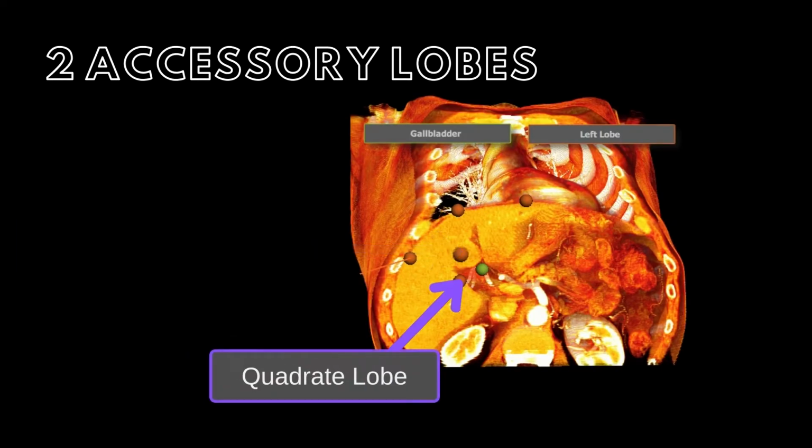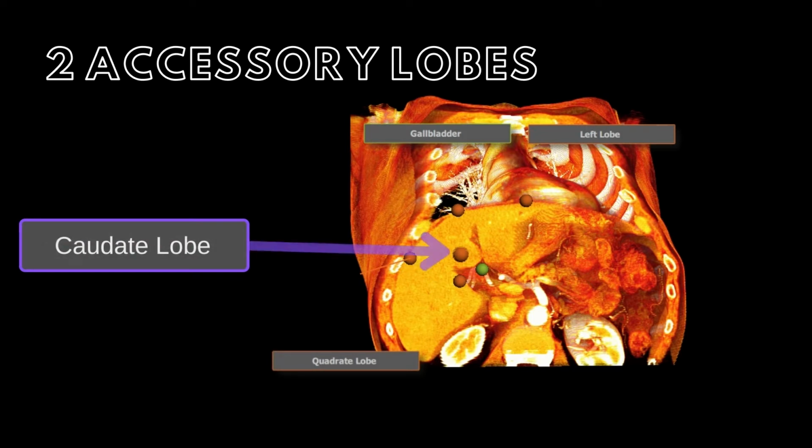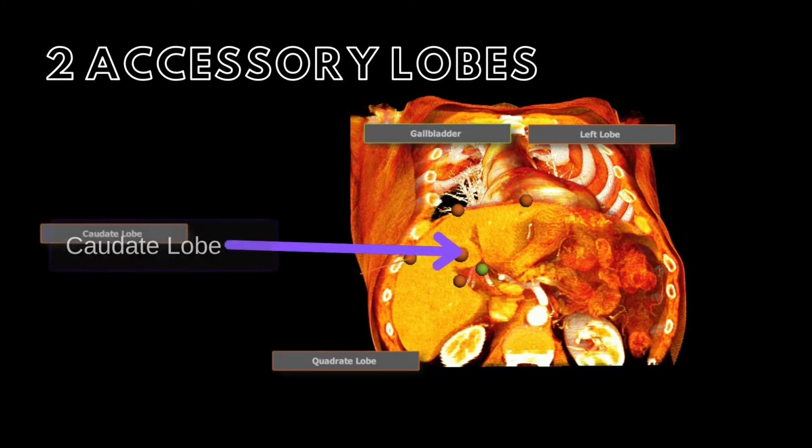The quadrate lobe is seen to the left of the gallbladder on the inferior or lower side of the liver. The caudate lobe, which is on the posterior or back side of the liver, is surrounding the inferior vena cava.